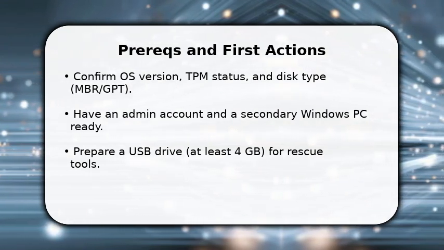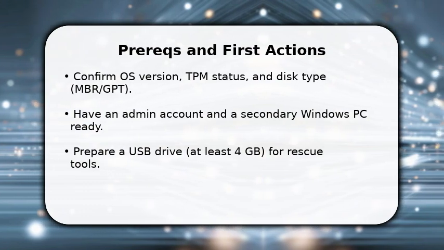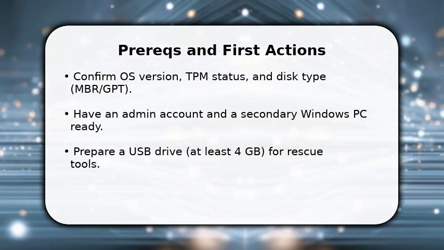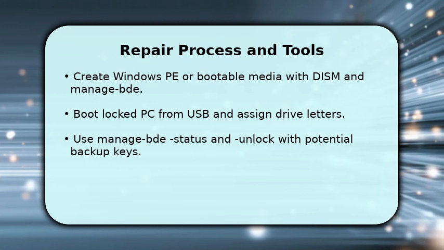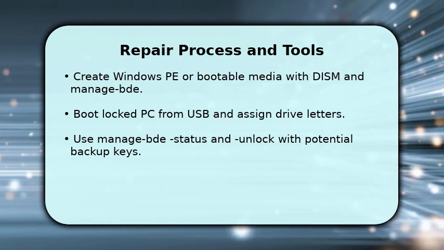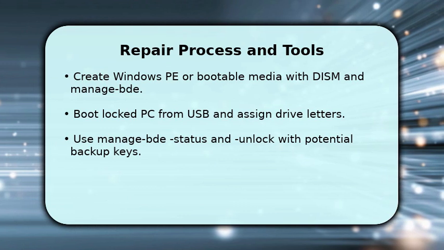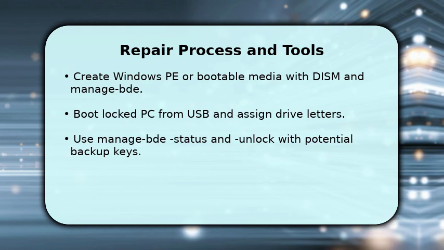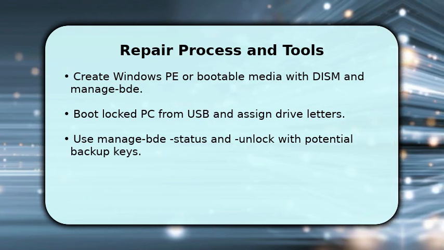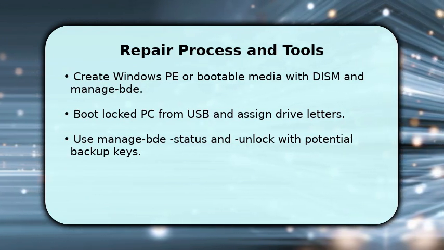Make the rescue drive now. It's the foundation for mounting and repairing the BitLocker volume without the recovery key. Boot the locked computer from the Windows PE USB you made, because native Windows tools can't run while the volume is locked. Once booted, open a command prompt and run manage-bde -status to identify the encrypted volume.